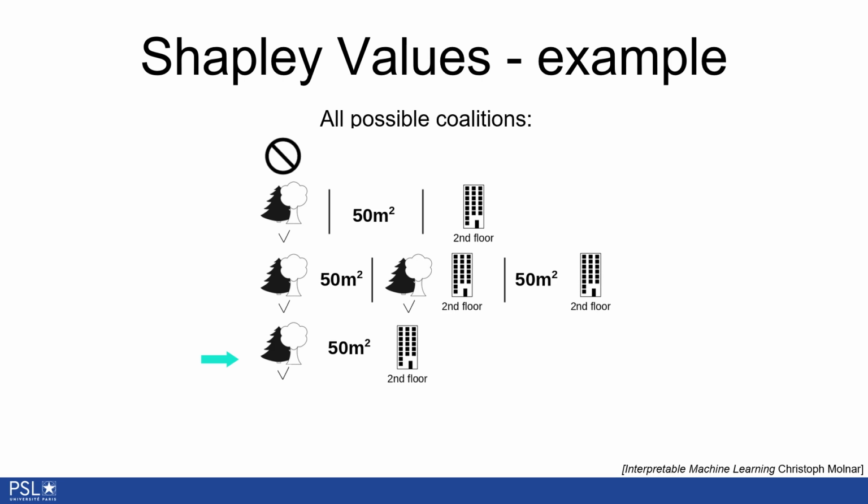This is of course a toy example, but what it demonstrates is that in general, the number of coalitions is exponential in the number of features. So if we have many features, computing the Shapley values becomes computationally very demanding.